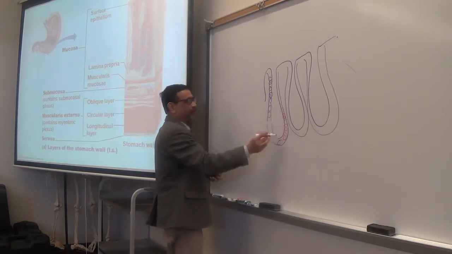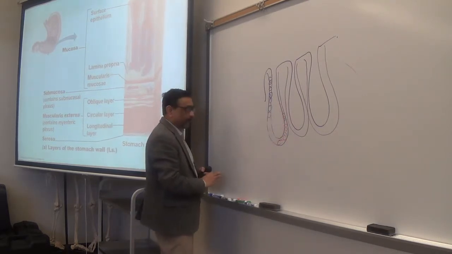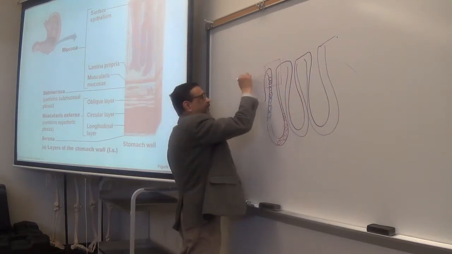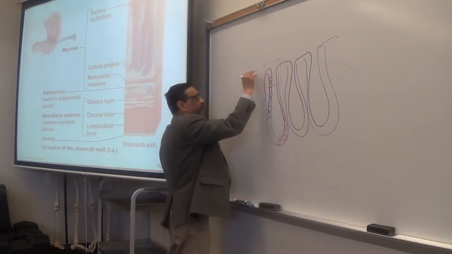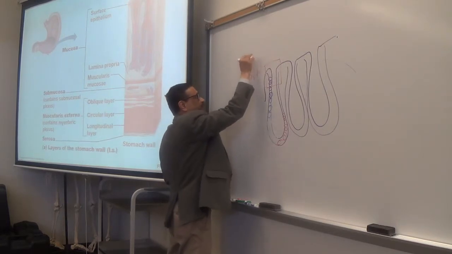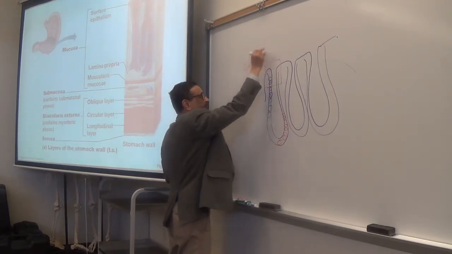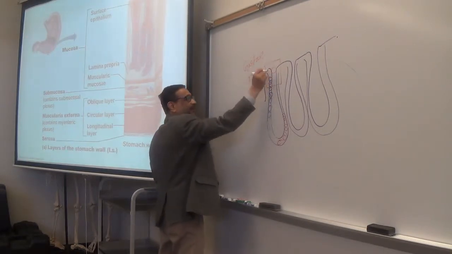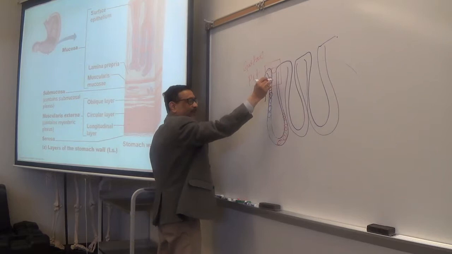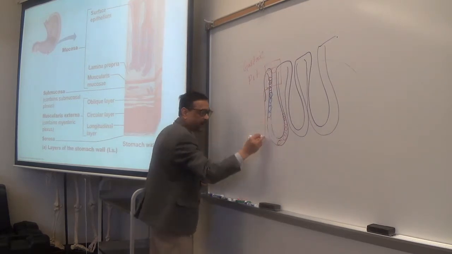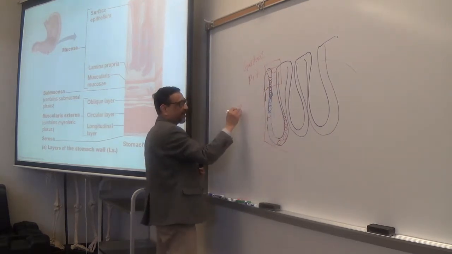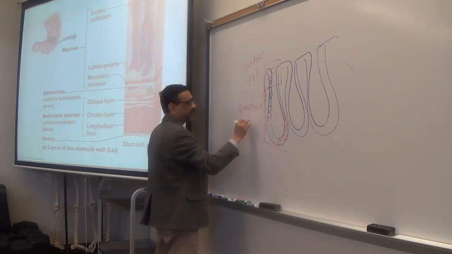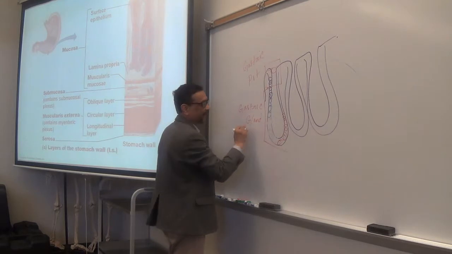Okay, so this part is called the gastric pit, where you have the openings. This is the opening, right? So the outer part is called the gastric pit, and this inner part is called gastric gland. Okay.